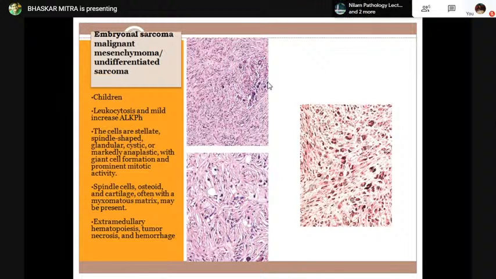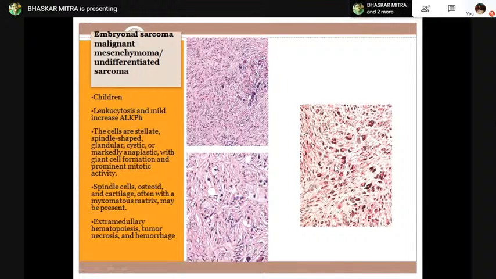They are usually seen in children, as the name suggests, the embryonal groups. They show leukocytosis and increased alkaline phosphatase level. The cells are stellate shaped, and may show glandular or sometimes cystic appearance. The cells are markedly anaplastic. You can see prominent mitotic figures, high-grade mitosis.